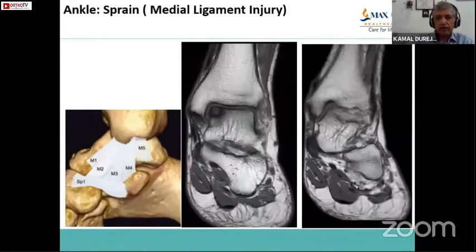And then next is injuries to the medial collateral ligament. So beautifully you can see in the coronal views the whole of the medial collateral ligament, the deeper part and the superficial part. And that's how, in ligament injury assessment, MRI becomes an important tool.